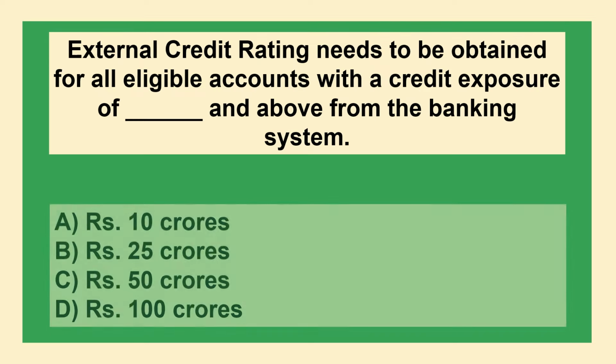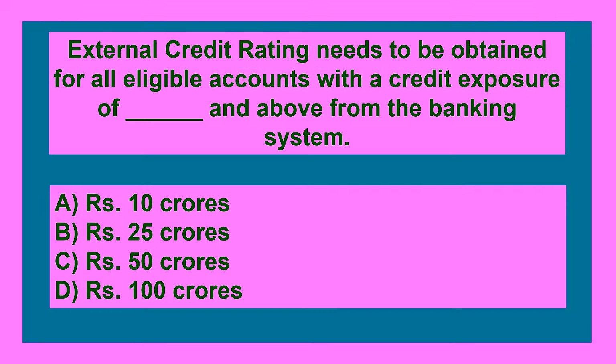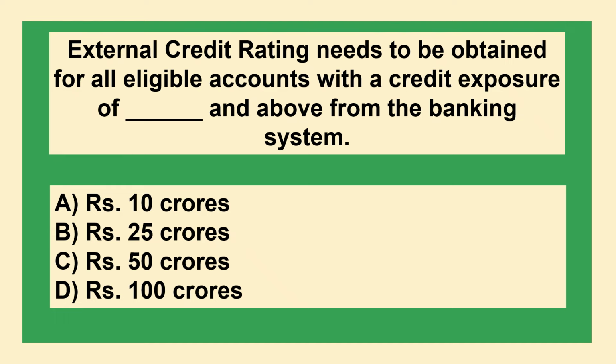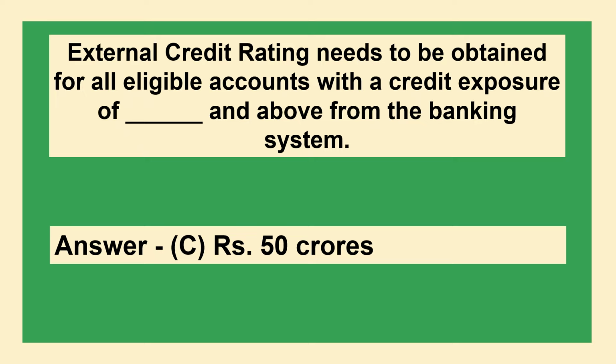The next question is external credit rating needs to be obtained for all eligible accounts with a credit exposure of blank and above from the banking system. Option A rupees 10 crores, option B rupees 25 crores, option C rupees 50 crores, or option D rupees 100 crores. And the correct answer is option C rupees 50 crores.